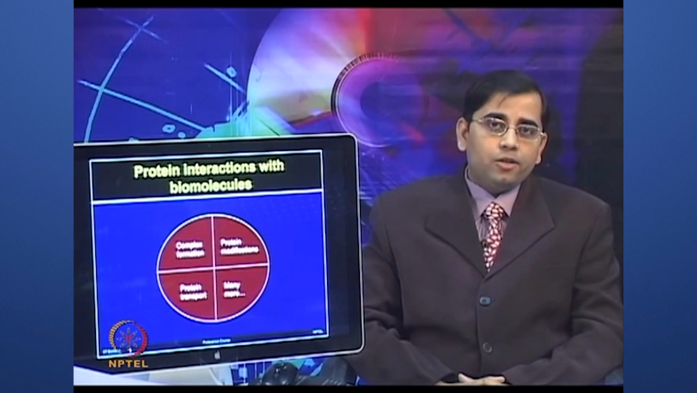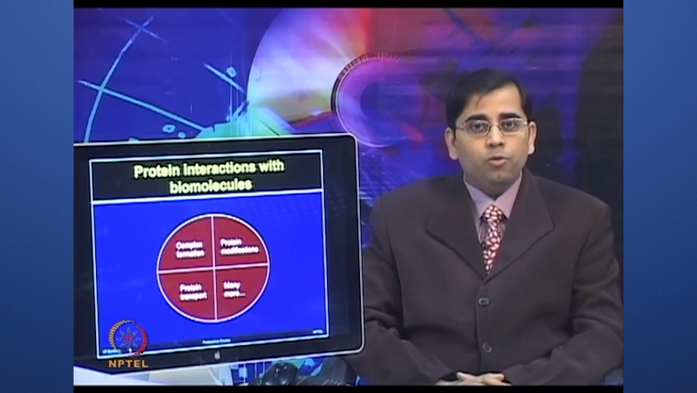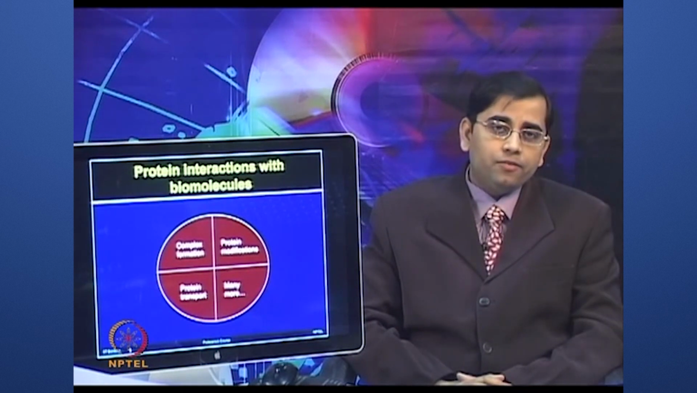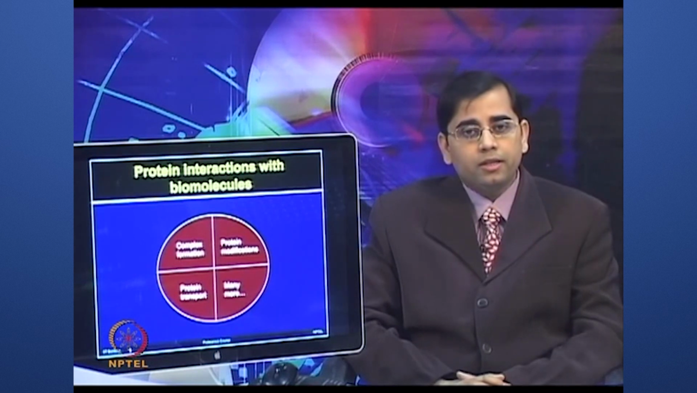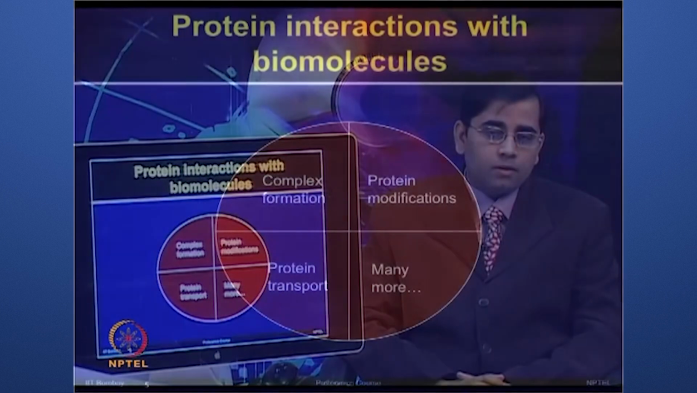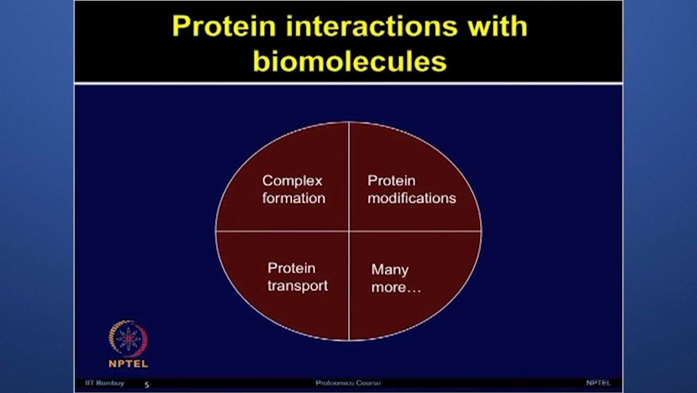So, proteins interact with a variety of biomolecules. The interaction of proteins with other proteins as well as other biomolecules helps to execute their functions. And these proteins, after interactions, form complexes, they modify the proteins, they help in protein transportation, as well as there are many more properties in which they are involved.